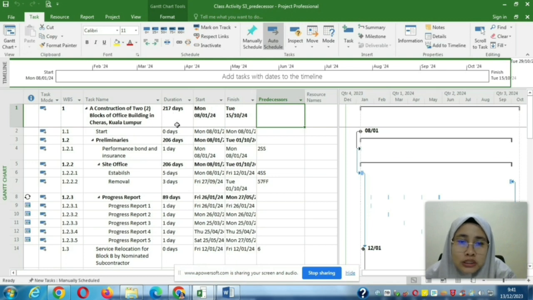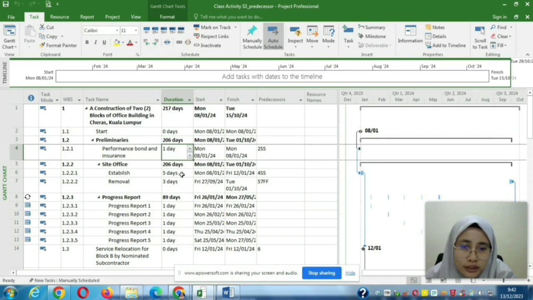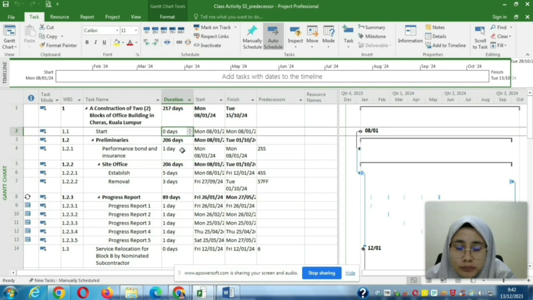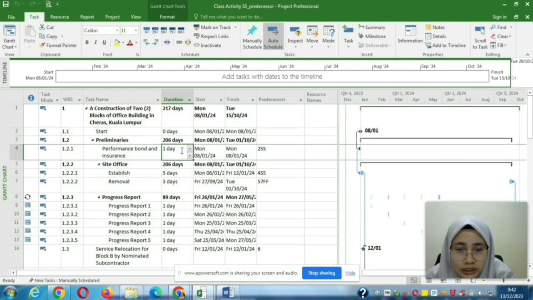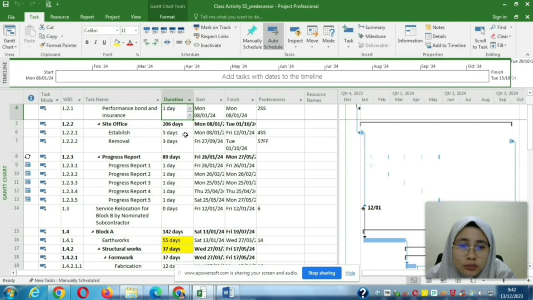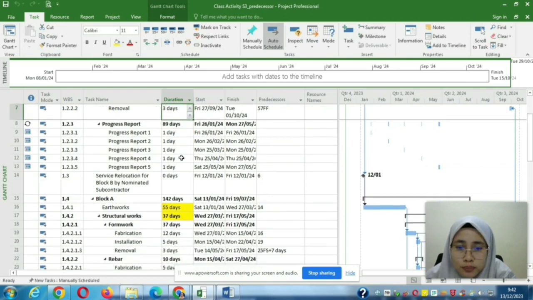Remember, you only key in the data for the tasks that are not bold in Microsoft Project. For example, let's say Start is basically a milestone, so it will be represented by 0 duration. Performance bonds and insurance, we can put 1 day. And then establishment and removal of site office, we can estimate to install the site office we need about 5 days, and to remove is about 3 days. And then progress report you already set during the recurring task.